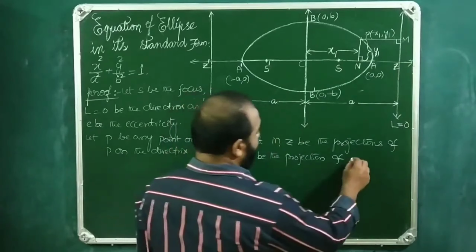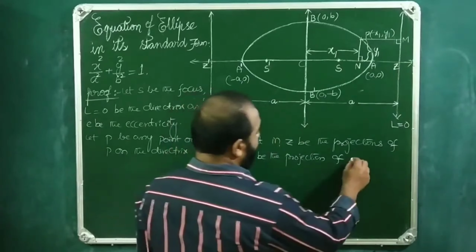Let C(0,0) be the origin, and C be the midpoint of AA dash. A dash midpoint is C.